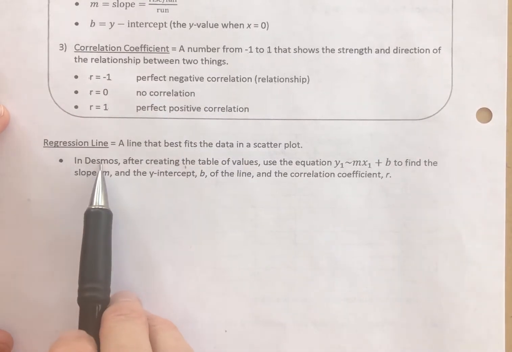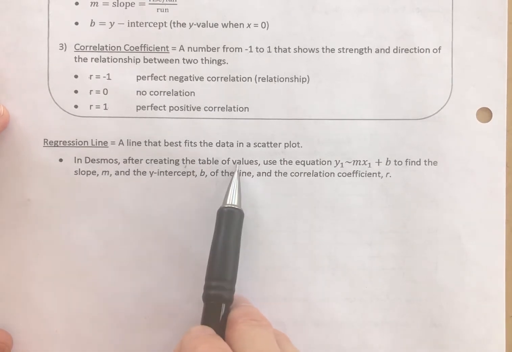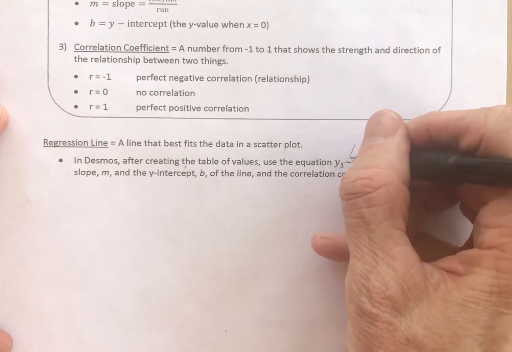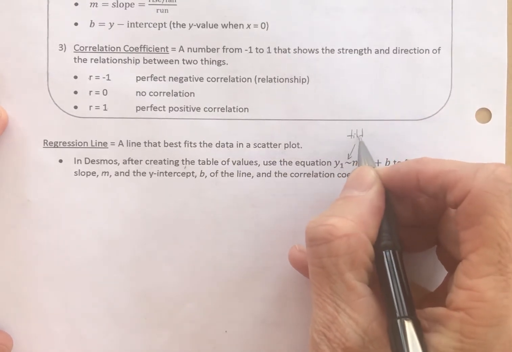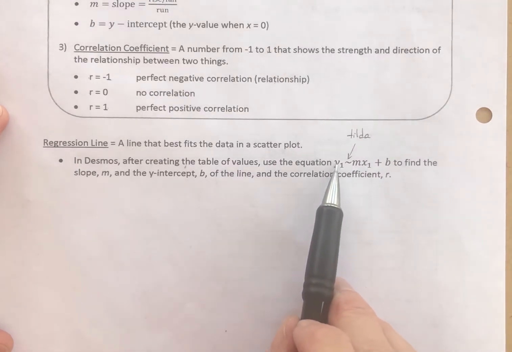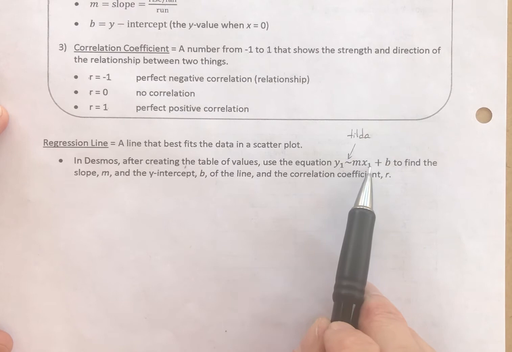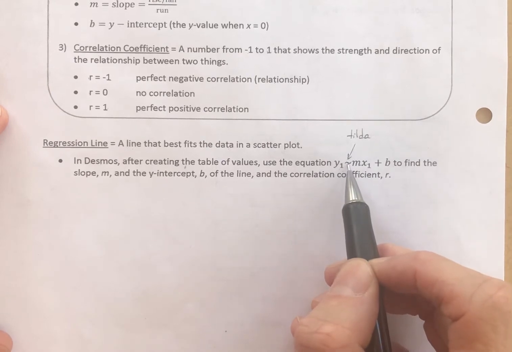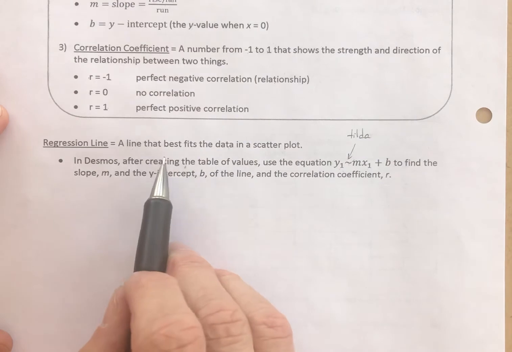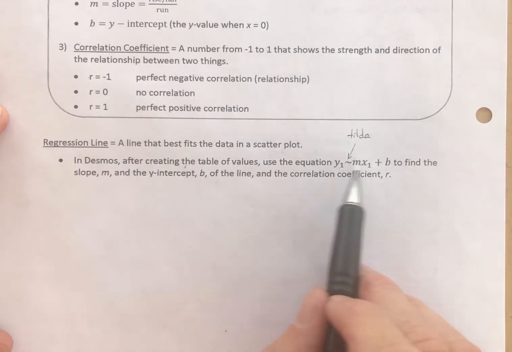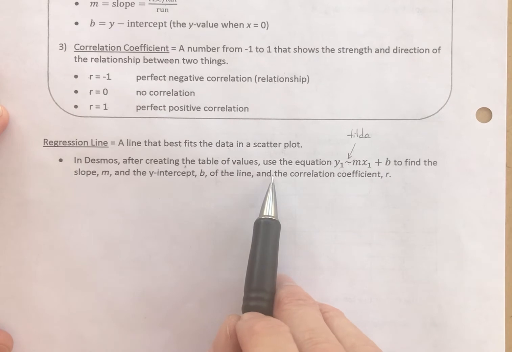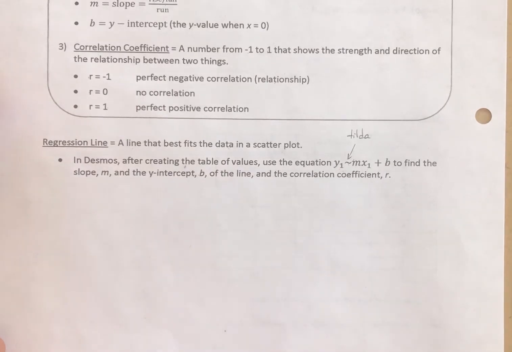Okay, in Desmos, after creating the table of values, we're going to use the equation y sub 1, and then I believe this is called the tilde symbol, y sub 1 tilde mx sub 1 plus b. So we're using the equation of a line, only we're substituting in this tilde instead of the equal sign, and that's going to give us the line of best fit. And we're going to use this to find the slope, which is m, to find the y-intercept, which is b, and it'll also tell us the correlation coefficient, which is r. And then we can use that line of best fit to answer questions.